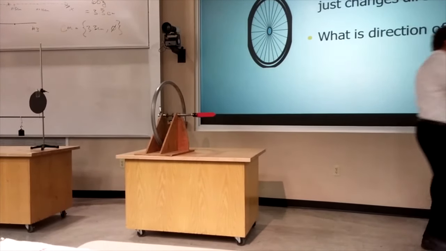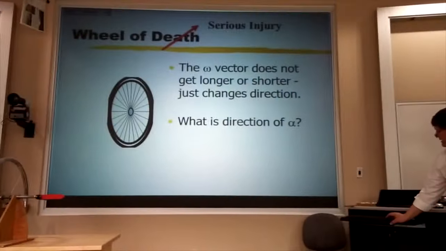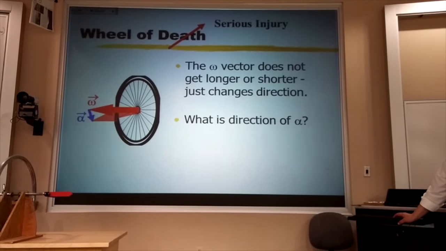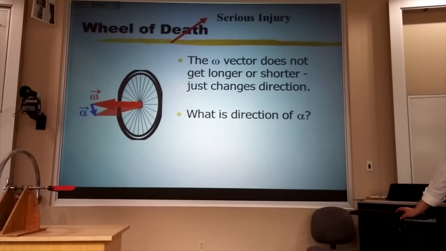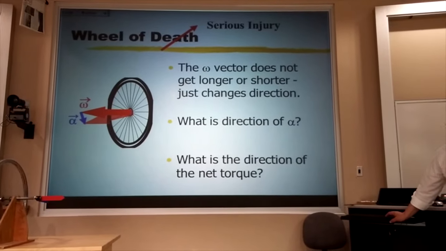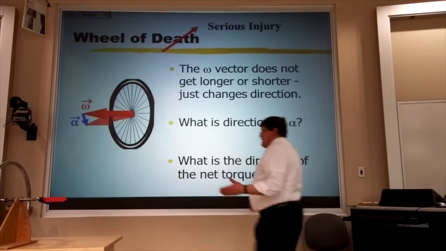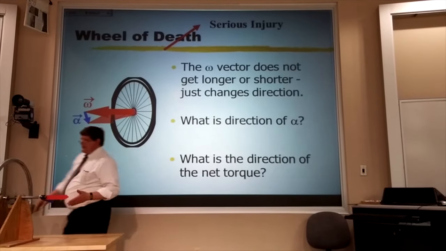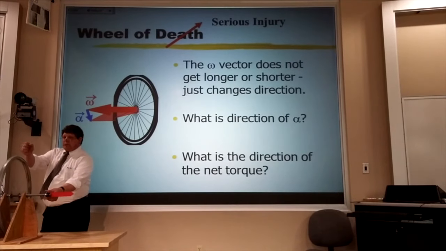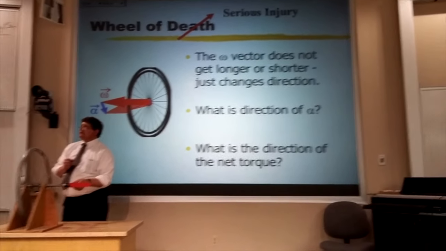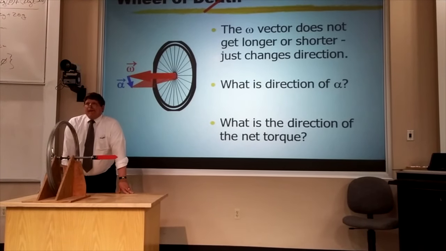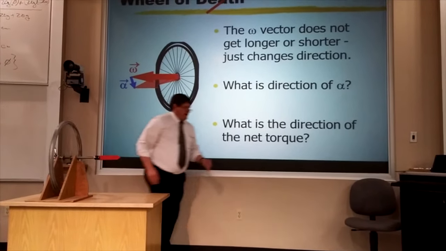I took the picture right when I was holding this and the alpha vector was moving away from me. Okay. Let's see what's causing that alpha. Again, the alpha has to be perpendicular to the omega. So if the net torque is causing the alpha, and the alpha at this moment we took the picture is pointing away from you, what direction is the net torque? Away from you. Let's show that.